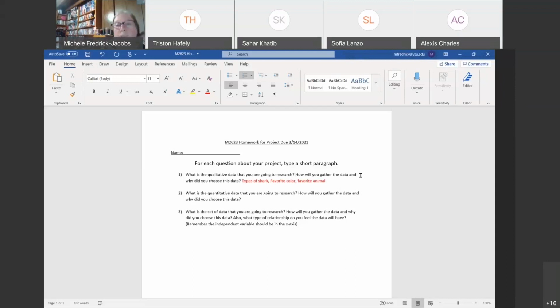But if you don't want to do a survey, kind of like the Shark Week, she just went to a website and found the first 25 sharks that were spotted. So you don't have to do a survey. You can research your data. Any questions on that part?